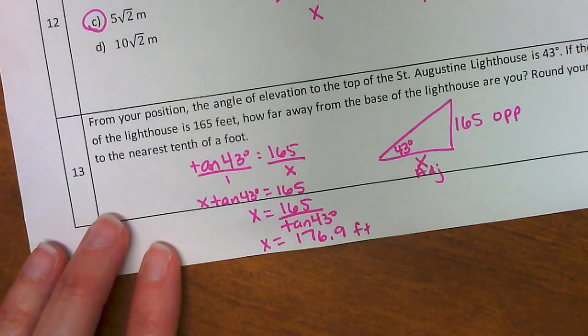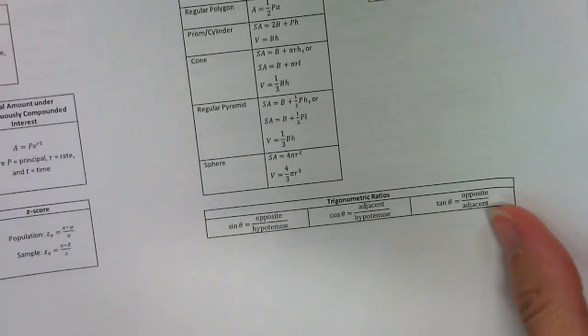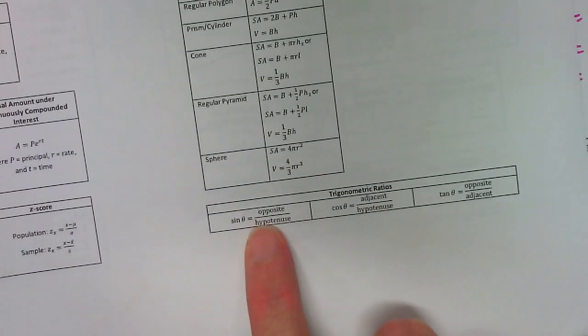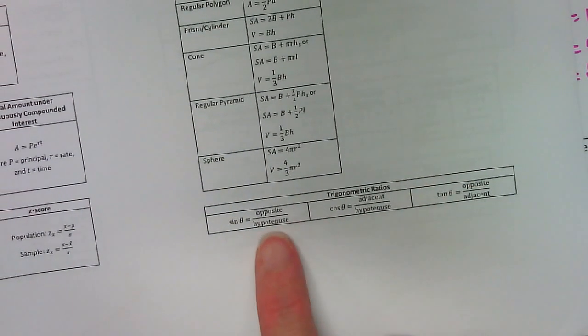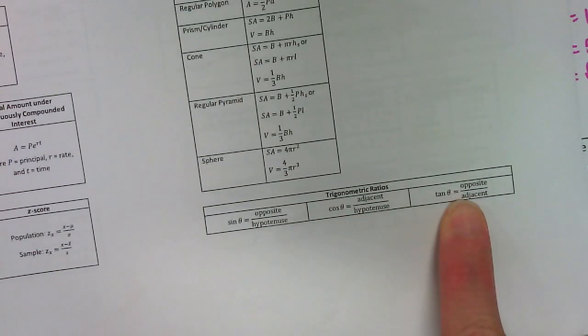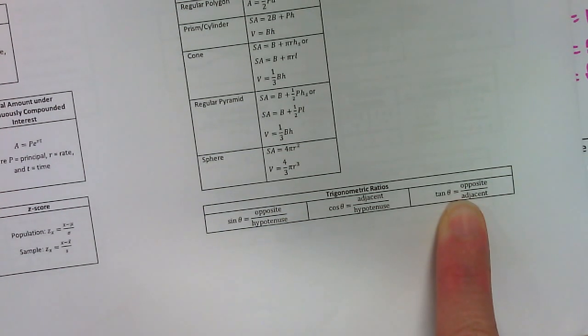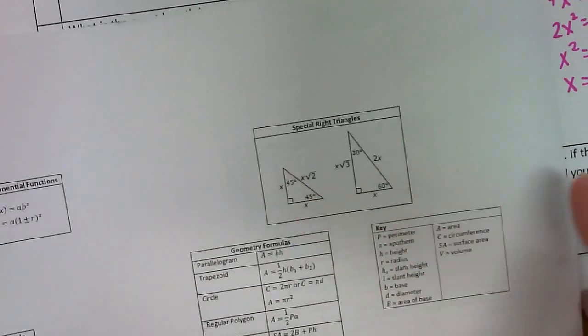Okay, you guys have these formulas on your reference sheet. If you're not familiar with your reference sheet, please remember, you don't have to memorize these. These are down here, so you don't have to memorize them. So you have that to help you. You also have these special right triangle rules that might help you.